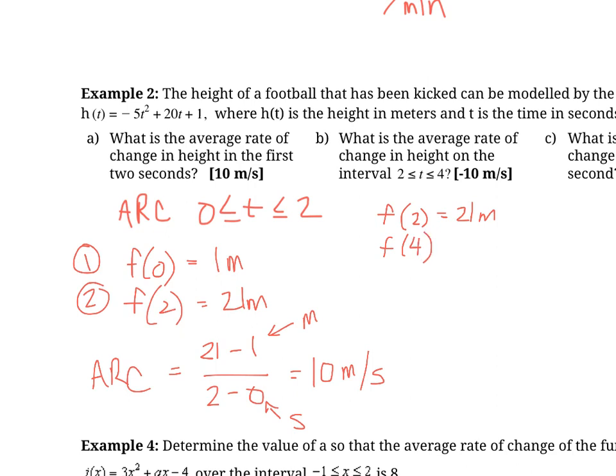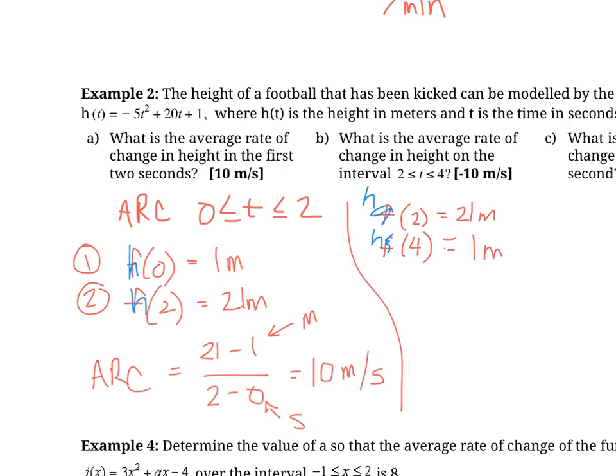Oh, I've been making a mistake here. I've been calling the function f. The function should be called h, right? So this should actually all be h's. So feel free to correct that. That's my bad. Anyways, h at 4, if we plug that in, we should get that h at 4 is equal to 1 meter, just by plugging it into the equation.